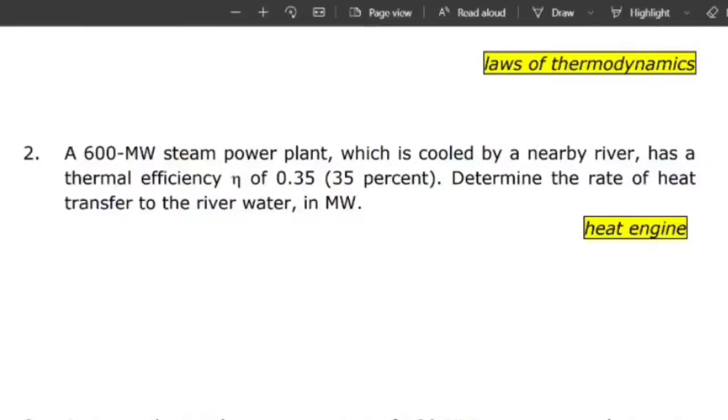Today I will present question 2, 5 and 6. First is question 2. A 600 megawatt steam power plant which is cooled by a nearby river has a thermal efficiency of 0.35%. Determine the rate of heat transfer to the river water in megawatt.